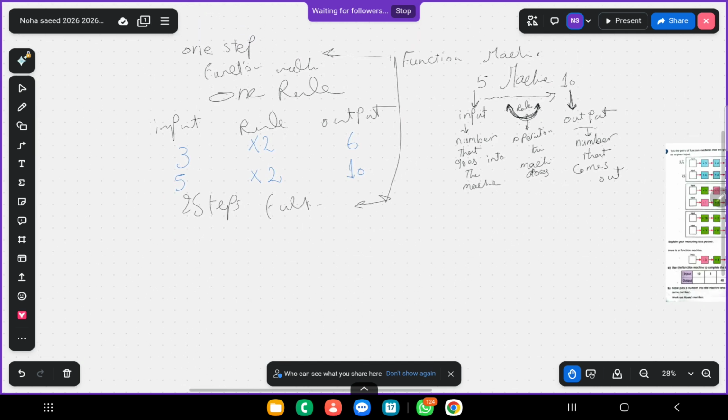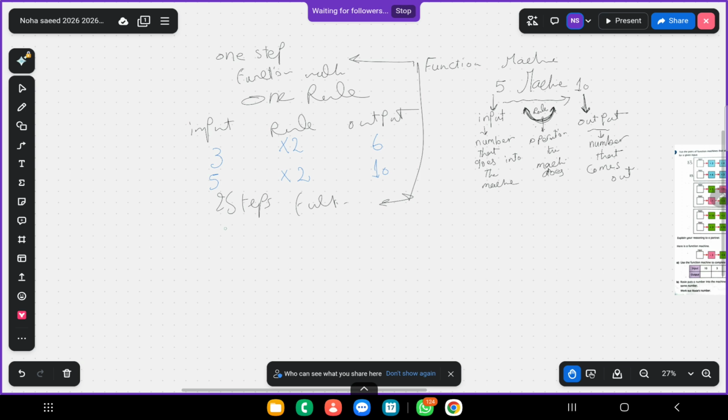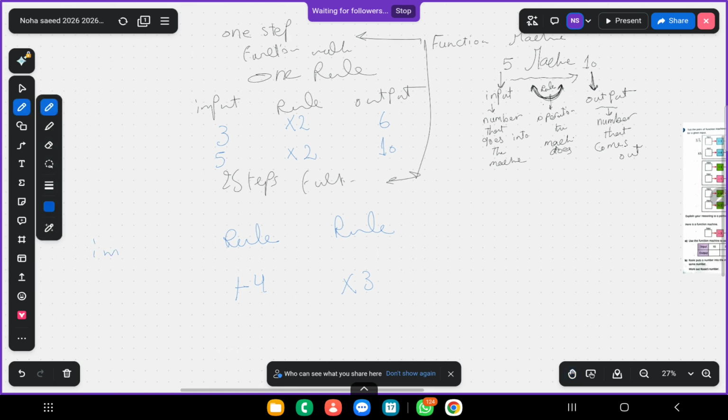What about a two-step function machine? The machine uses more than one rule, okay? For example, we have a rule plus 4 and another rule multiply by 3, or whatever. If I want to put the input and get the output, I take it step by step. If I put number 2, I say 2 plus 4 equals 6. Now it's 6. Let's make the next step, or the next rule: 6 multiplied by 3, and the output is 18.